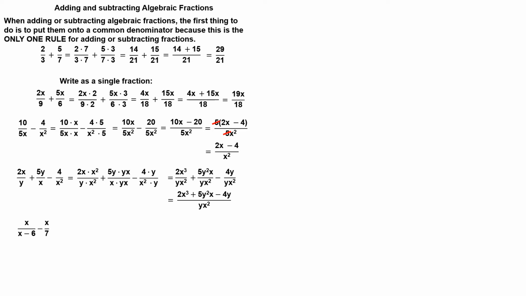The largest power of x minus 6 is 1, so the lowest common multiple contains x minus 6 to the first power multiplied by 7. The first term gets multiplied top and bottom by 7. The second term gets multiplied top and bottom by x minus 6. Now we subtract only the numerators.